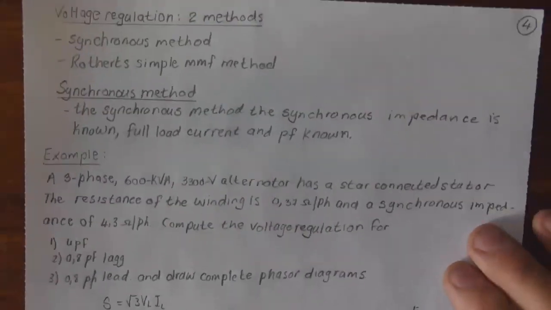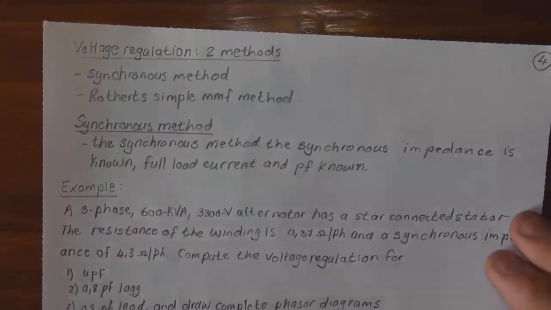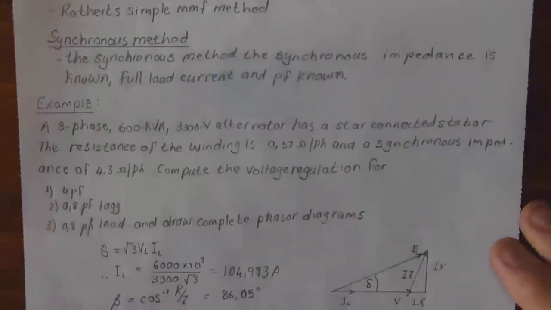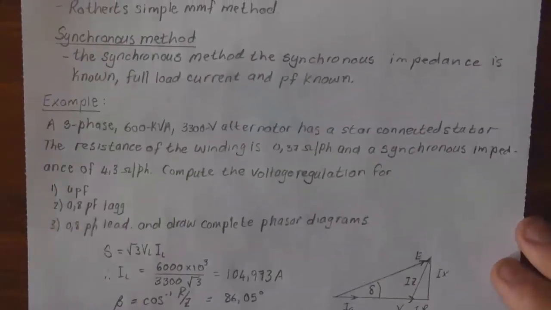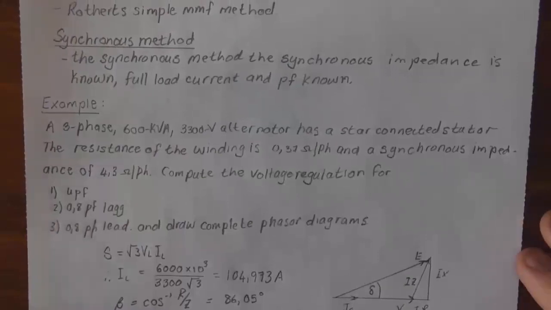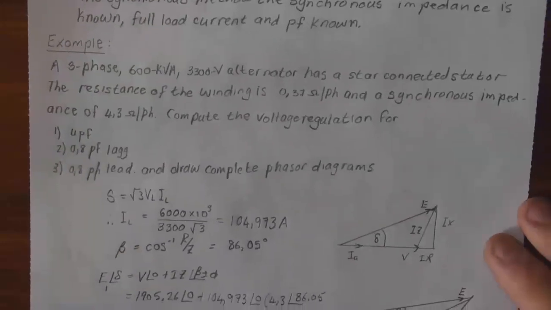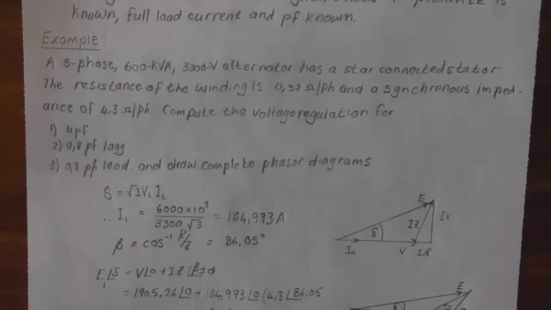Now the voltage regulation can be determined by two methods: the synchronous impedance method and Rothert's MMF method. The synchronous impedance method is where we use the synchronous impedance, if that is known. So let's look at a 3-phase, 600 kVA, 3300 volt alternator with a star-connected stator.